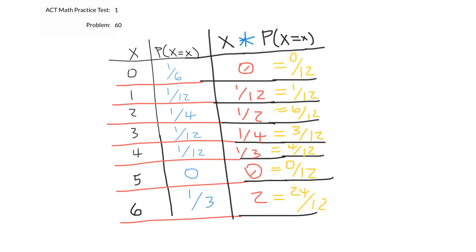So if we were to add all of that up, well, certainly the denominator would be 12, right? But then looking at the numerator, 0 plus 1 is 1, plus 6 is 7, plus 3 is 10, plus 4 is 14, plus 24 is 38.